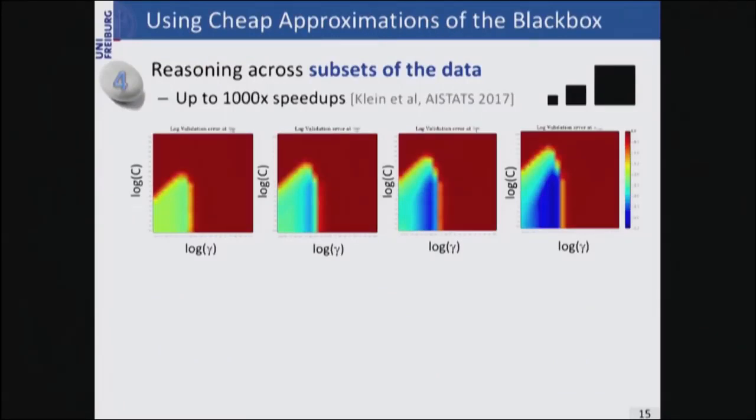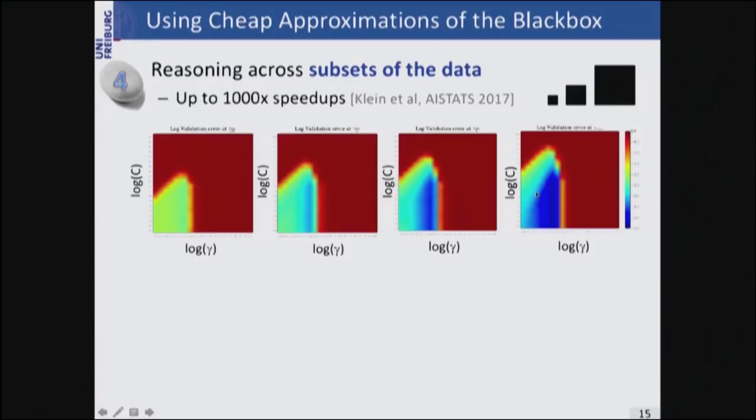So for large data sets, what you can do is to work on cheap approximations of this black box. Visualized by this, here we see a response surface of an SVM fit on MNIST. This is the whole MNIST data set, 50,000 data points, and this is 400 data points. And we see that the response surfaces actually look qualitatively quite similar, but we can evaluate this cheap black box here about 10,000 times faster than this black box.